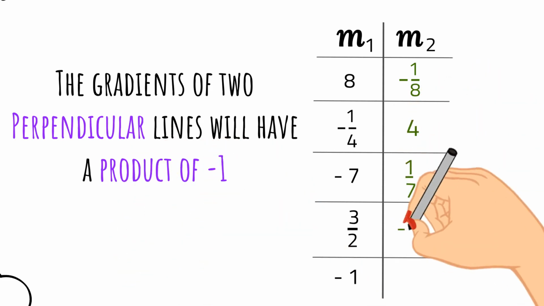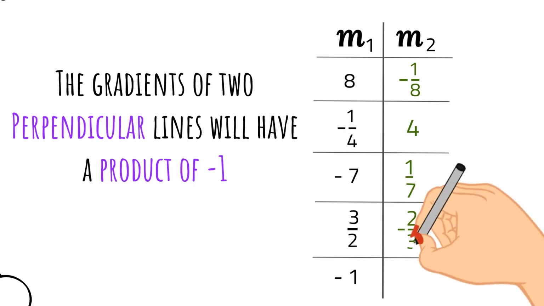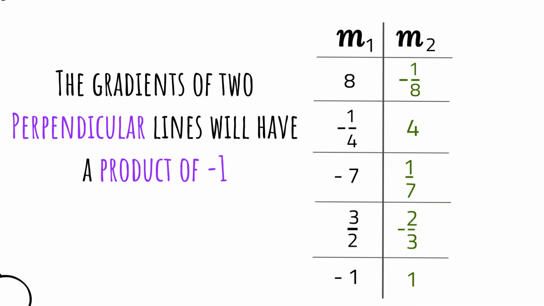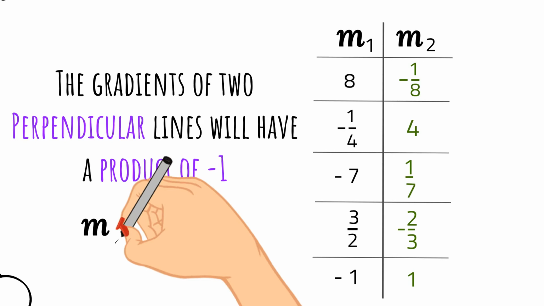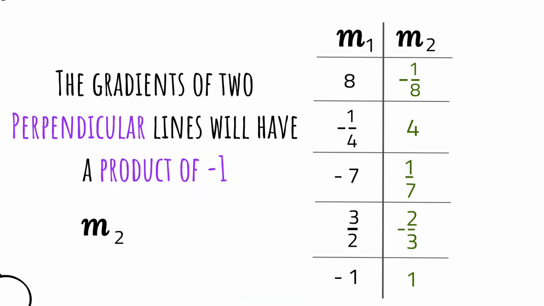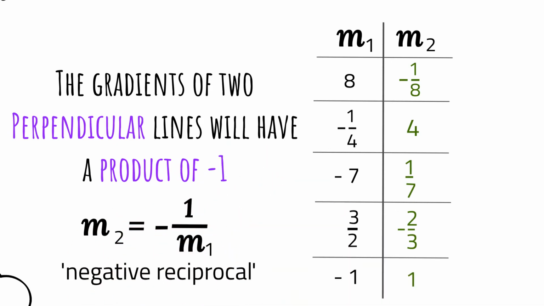So here are your solutions. Essentially, all we are doing to find our second gradient, M2, is doing the negative of 1 over our first gradient, M1. And this is called the negative reciprocal. It's important you remember this term because I'll be using it again.